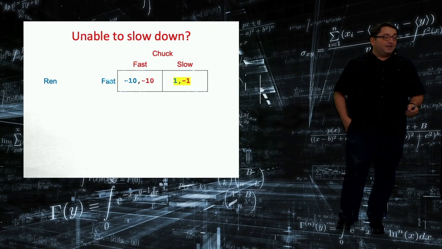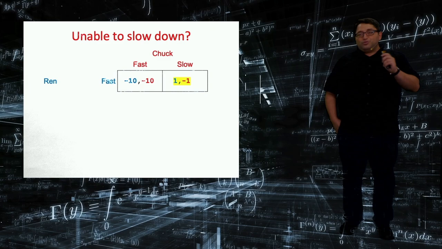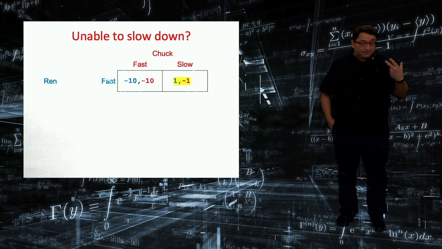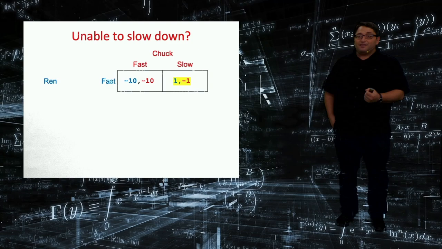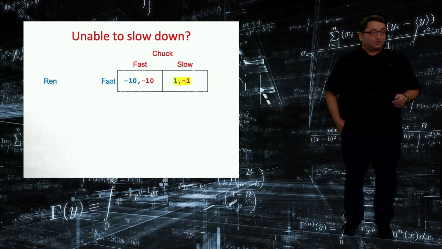So therefore, among two possible Nash equilibrium outcomes, by this maybe not deliberate choice, in the movie it was an accidental choice, but by this choice Ren took advantage and his favorable outcome occurred.